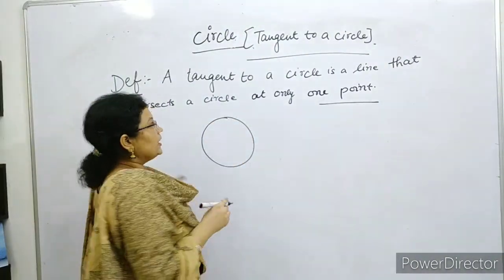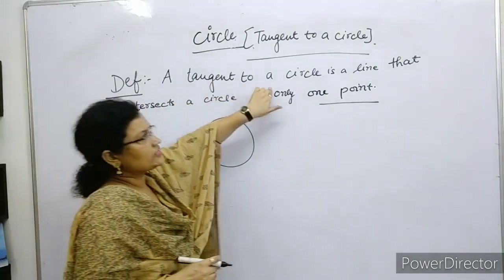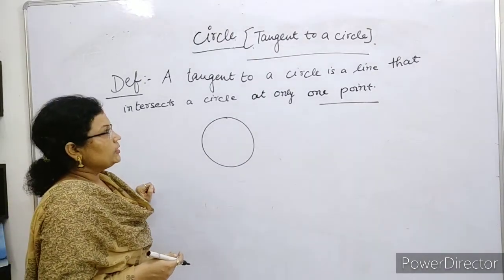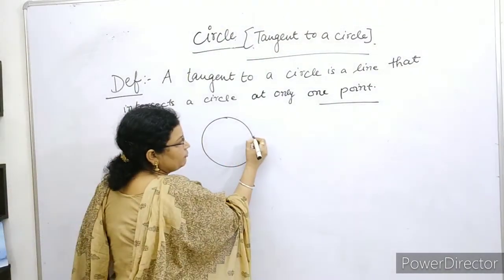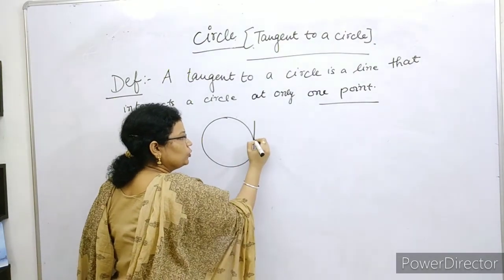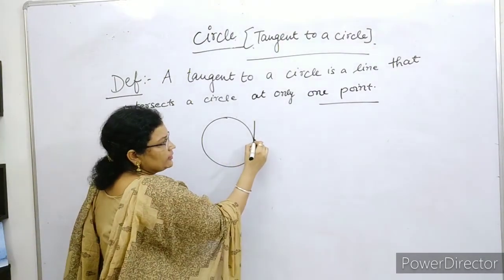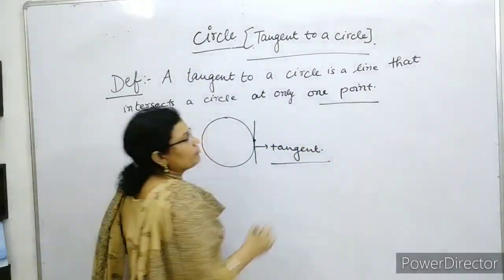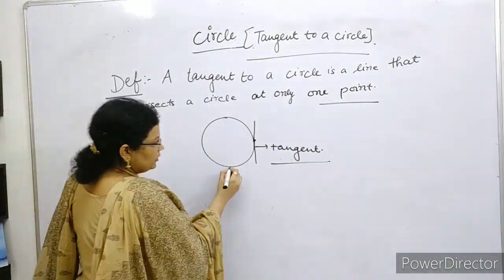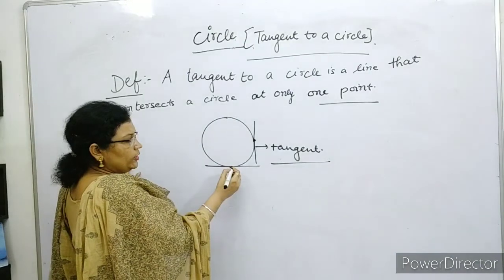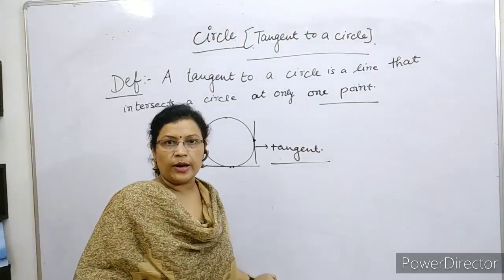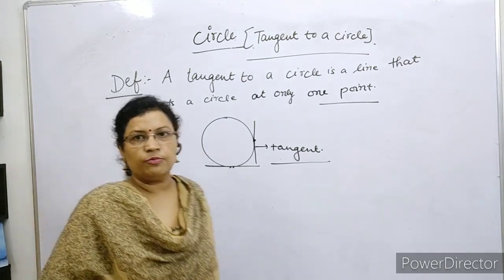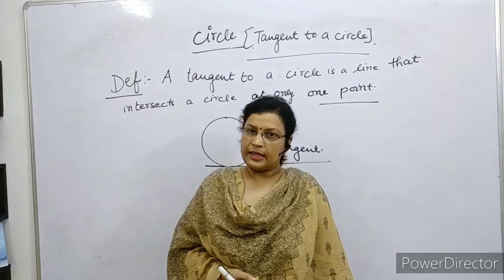Now what is a tangent? If this is a circle, the definition is: a tangent to a circle is a line that intersects the circle at only one point. That line, if it passes through one point only, is known as a tangent. At one point, only one tangent can pass. This is a property of tangent, and later one by one we will learn about all the properties of tangent.